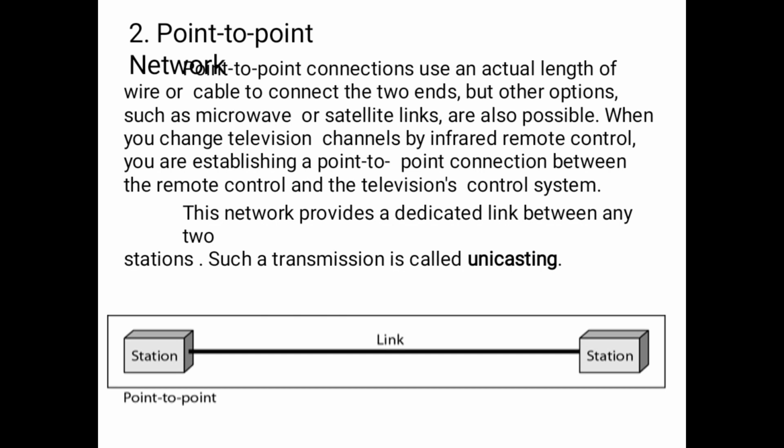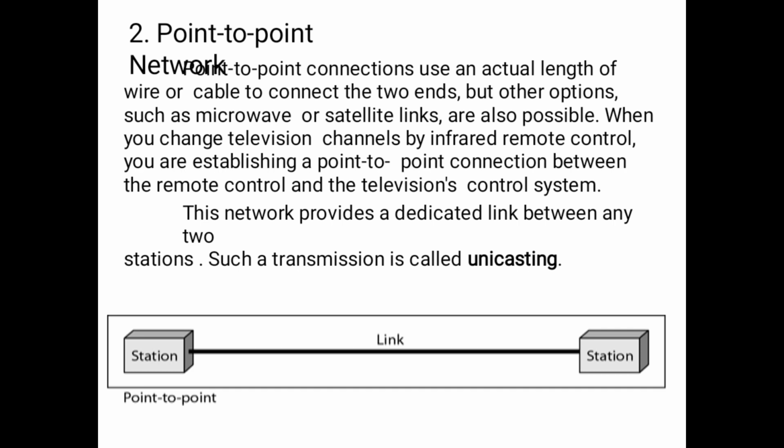Coming to the point-to-point network, it is a connection that uses an actual length of wire or cable to connect the two ends. But other options such as microwave or satellite links are also possible. When you change television channels by infrared remote control, you are establishing a point-to-point connection between the remote control and the television control system. This network provides a dedicated link between two stations, and such transmission is called unicasting.